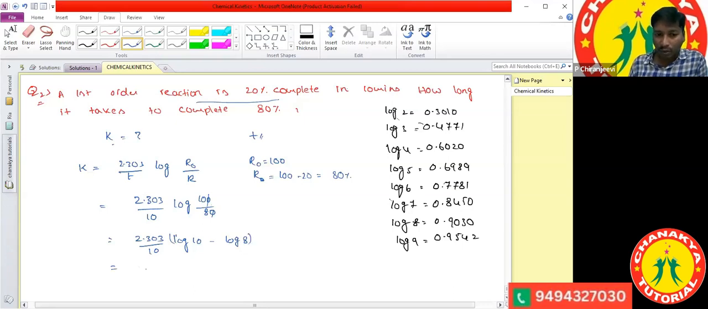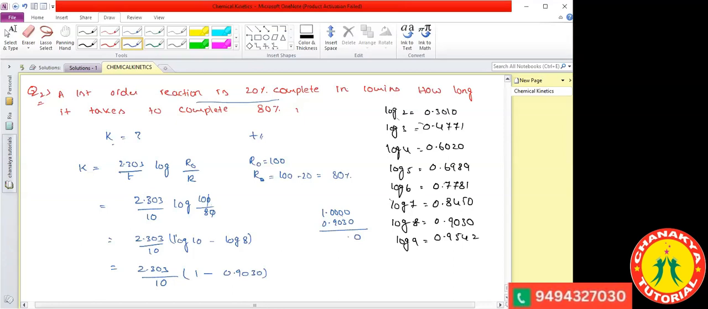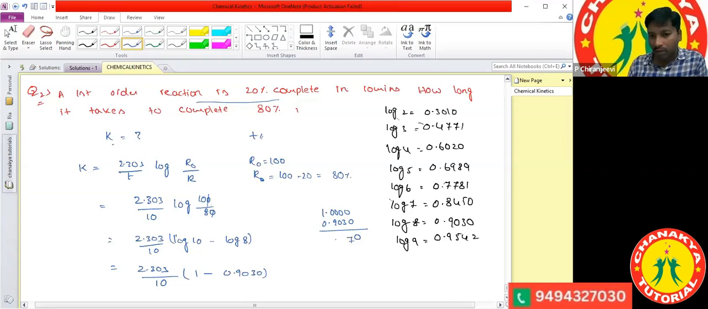So in this one, 2.303 divided by 10. What is the log 10 value? Log 10 value is equal to 1. And what is the log 8 value? Log 8 value is equal to 0.9030. If we simplify that, how much will you get? 1.0000 minus 0.9030, so you get 0.0970. This is the value you are getting here.